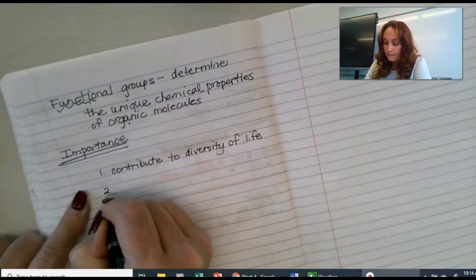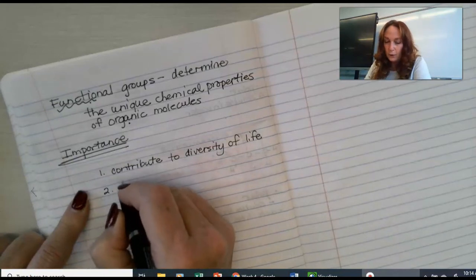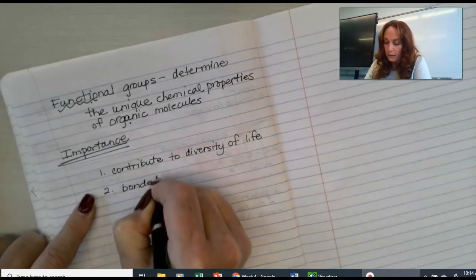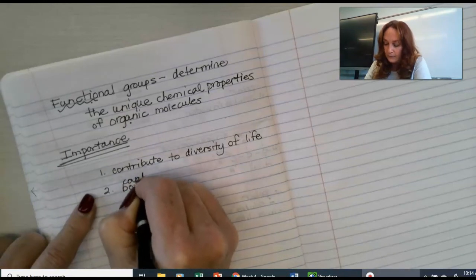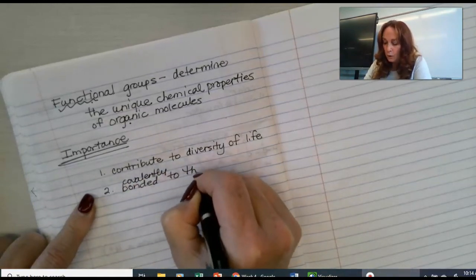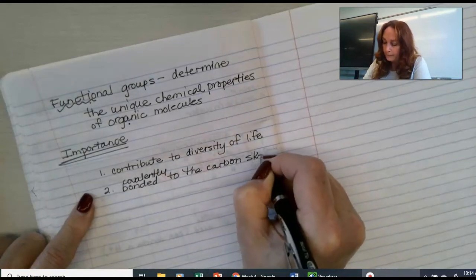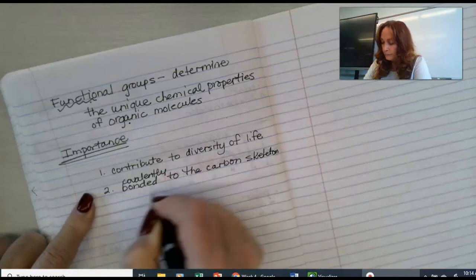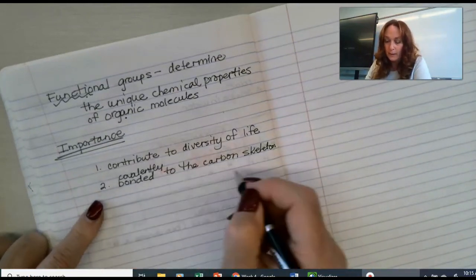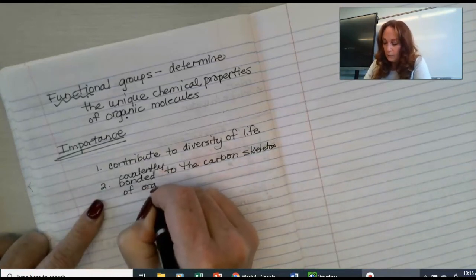So where do you find them? You find them, they say frequently bonded because they want to be careful, but they're going to be bonded covalently, let's put that in there, bonded to the carbon skeleton. And we're just repeating ourselves. This is going to be redundant because carbon means organic, but the carbon skeleton of organic molecules.